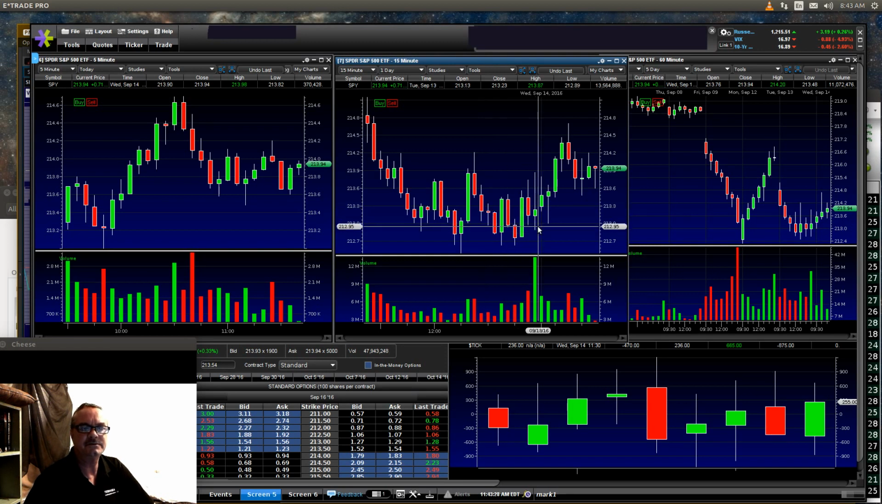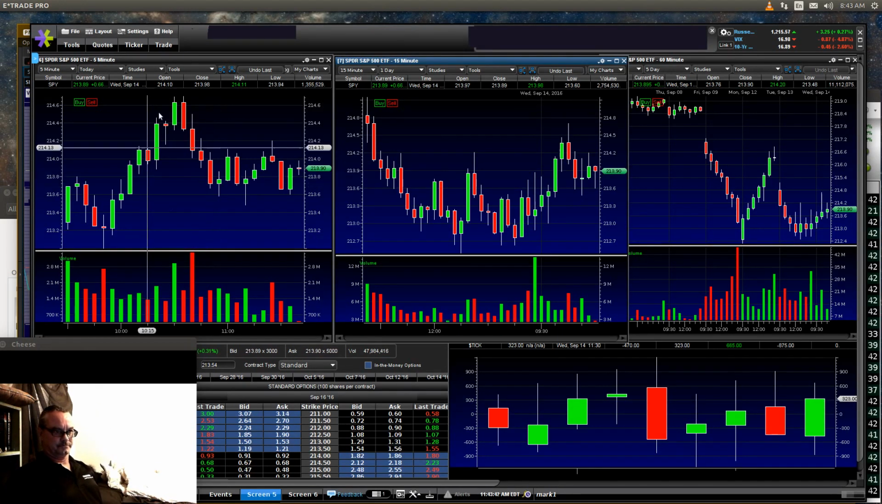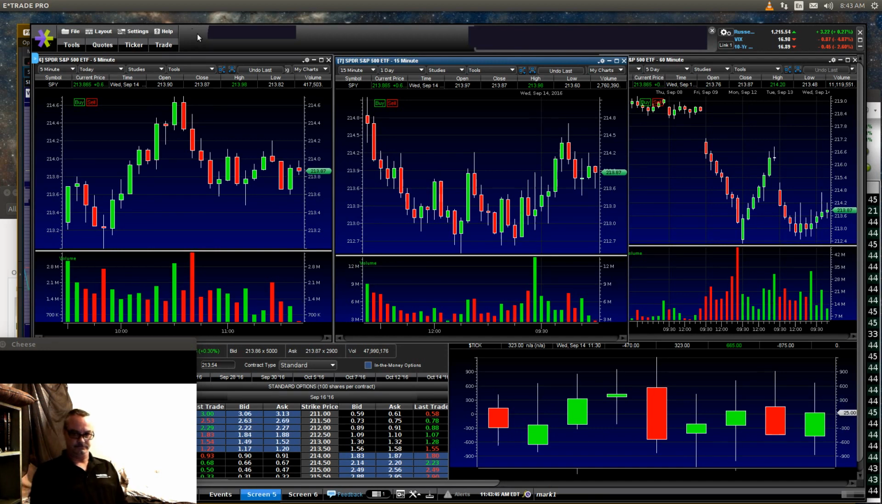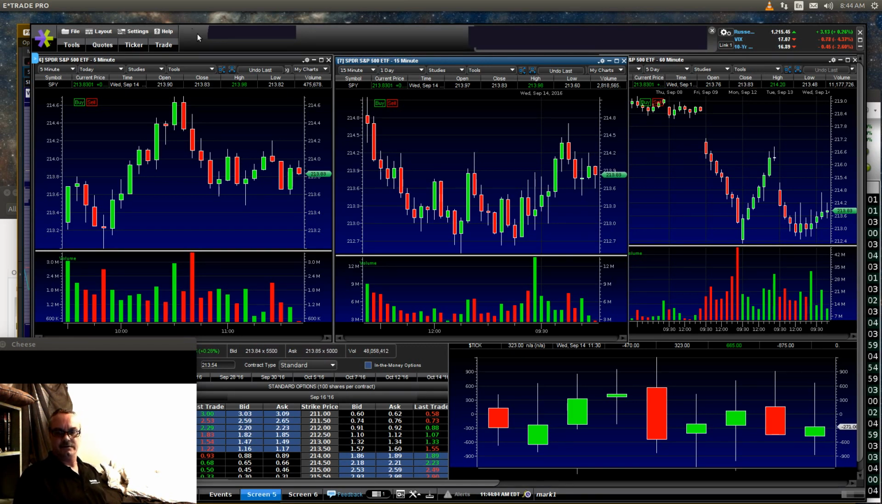2 more minutes. We're going to see if we put in a higher low. Alright, now the tick is bouncing below 0. Getting some bearish pushback here now. One minute before that candle closes.